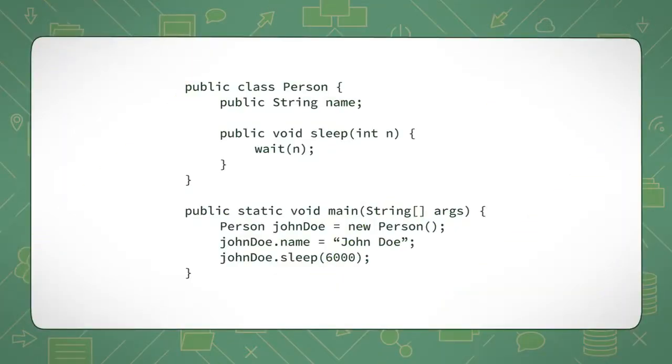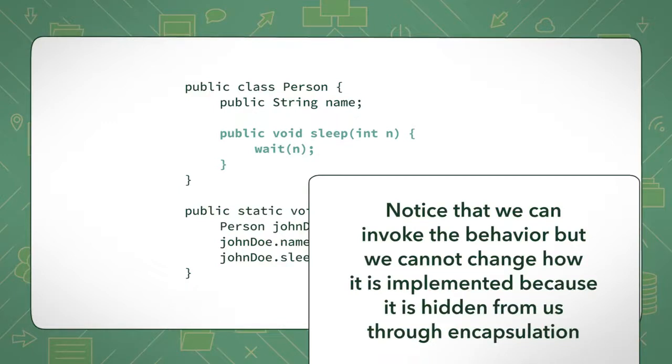In this example, the person class has a public attribute, which anyone can access and have modified to be John Doe. The person class also has a publicly accessible method named sleep. Notice that we can invoke the behavior, but we cannot change how it is implemented because it is hidden from us through encapsulation.